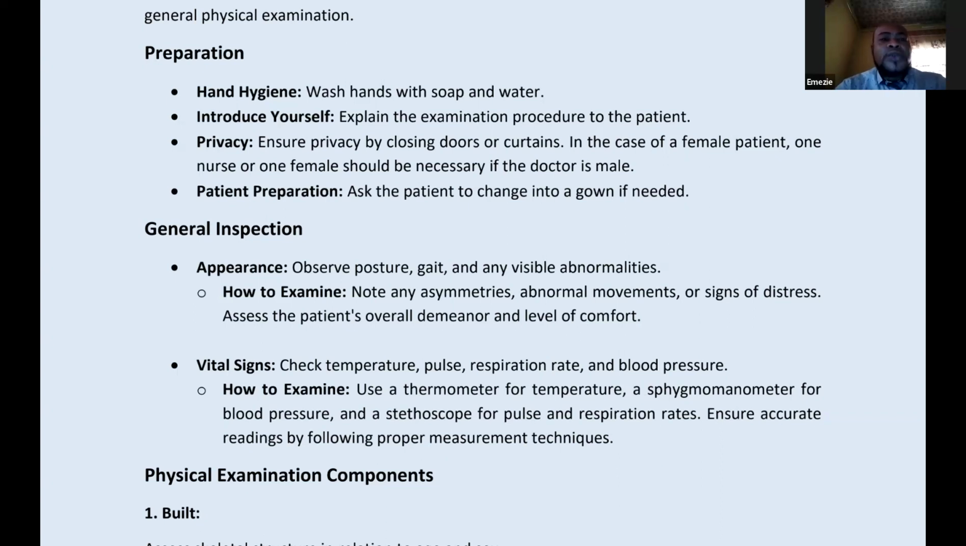So after that, you will now tell the person the type of examination you want to do. I want to examine you from head to toe. I want to know what you are having. So you have explained to the person what you want to do. When you say examine you from head to toe, you are telling the person I want to do a general physical examination for you. So you have told the person what examination you want to do.